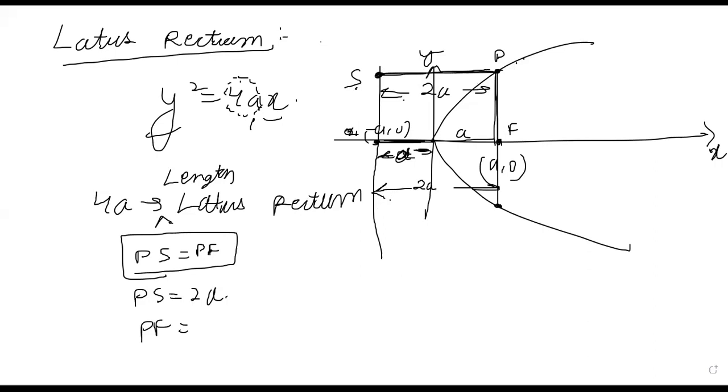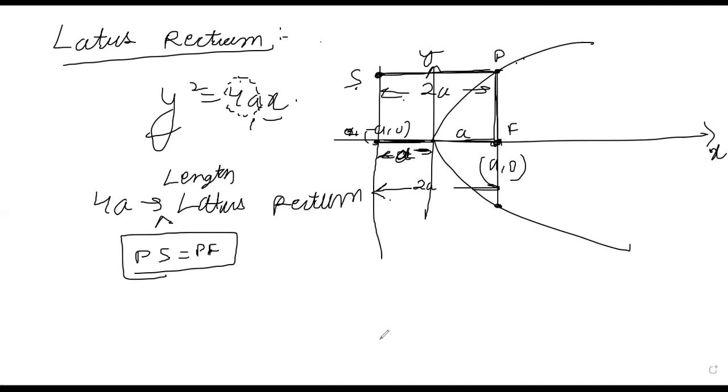Understood? In a different type of parabola, where the parabola is on the y-axis, in that example the focus is at A. But in the example on the x-axis, it would be 2A, the distance of P and F. No, the focus is always at a distance A from the origin, and this distance was always 2A.